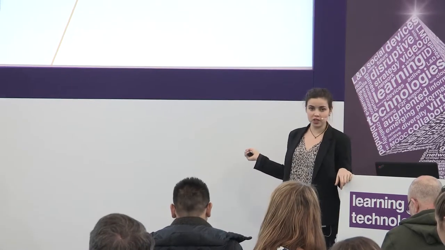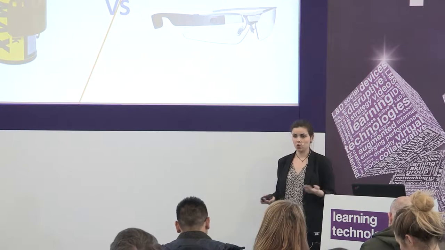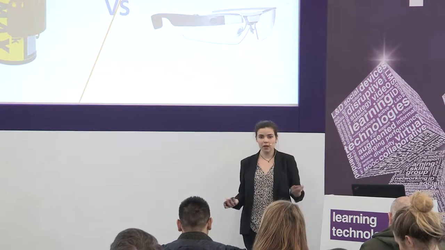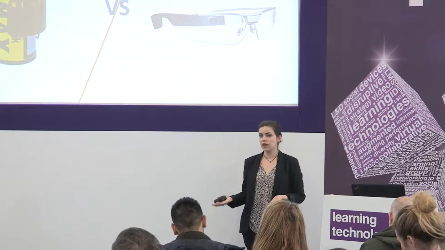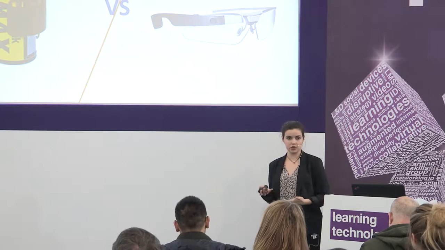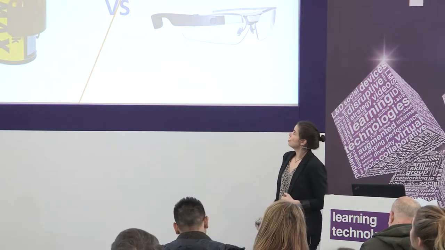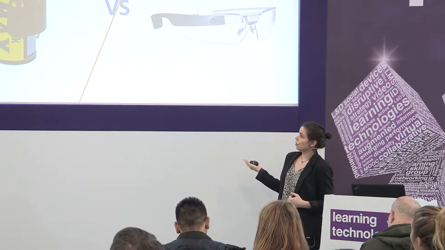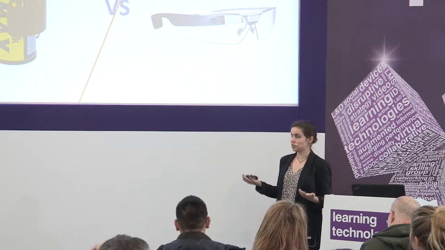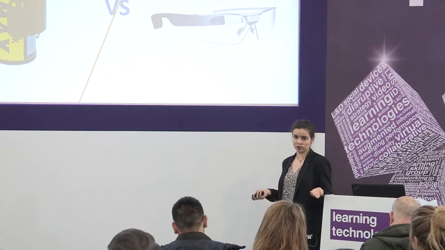On the other hand of the spectrum, we have the Google Glass, which despite coming from a very successful, very innovative company, was a sales flop. They released it in 2014, stopped it in 2015. They're starting it up now, but in this case, it was maybe too early or maybe not pertinent enough. So the lesson here is, in your learning innovation, you obviously don't want to be Kodak, but you also don't want to be Google. So what are the pitfalls you should avoid?